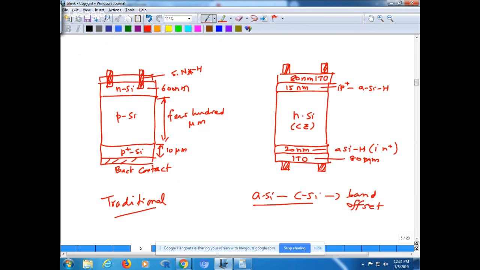So this is the difference between your designs. Here you have a junction between P silicon and N silicon. Here you have also a junction, but it's a junction between crystalline silicon and amorphous silicon. So basically that is why it's called heterojunction with intrinsic thin layer. It's a PN heterojunction with intrinsic silicon thin layer. And that is why it is called HIT junction.